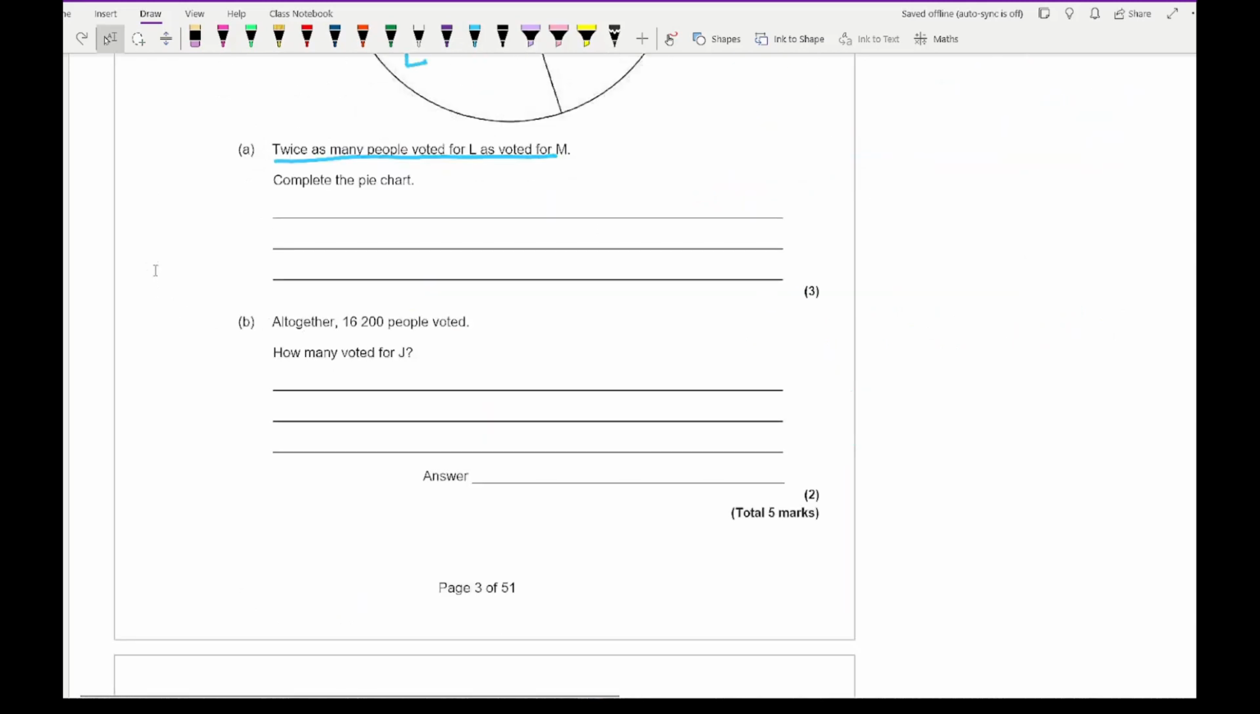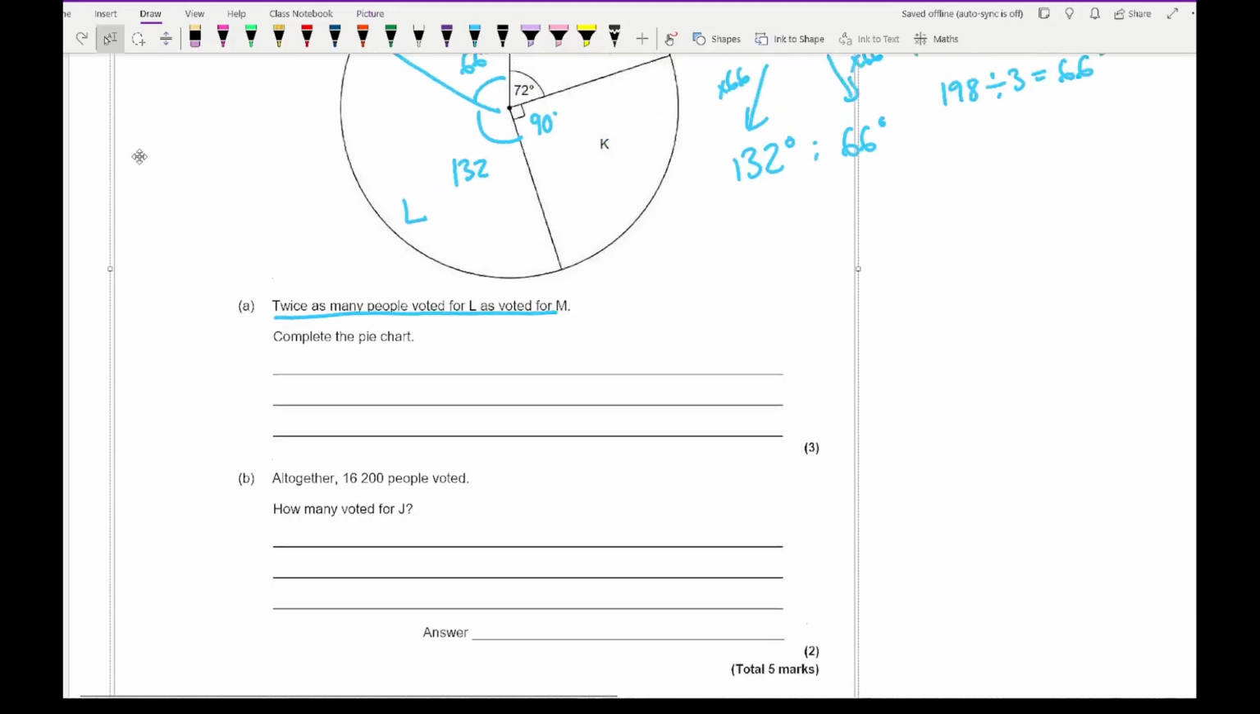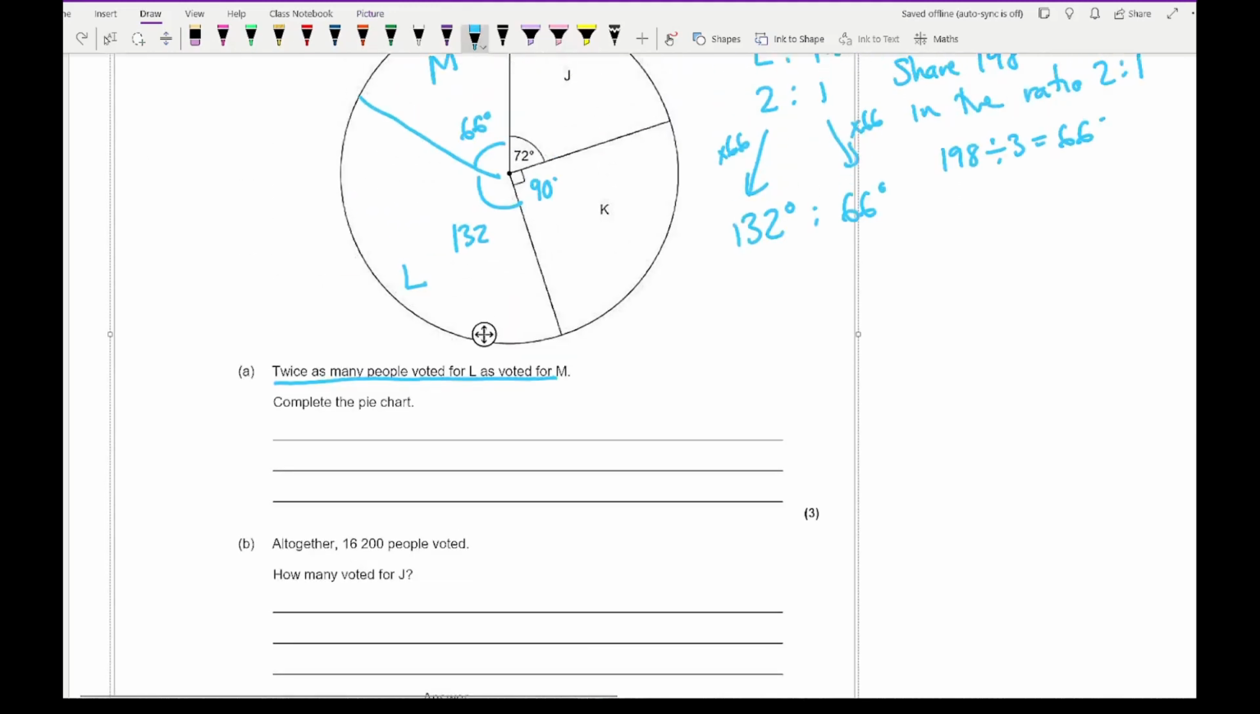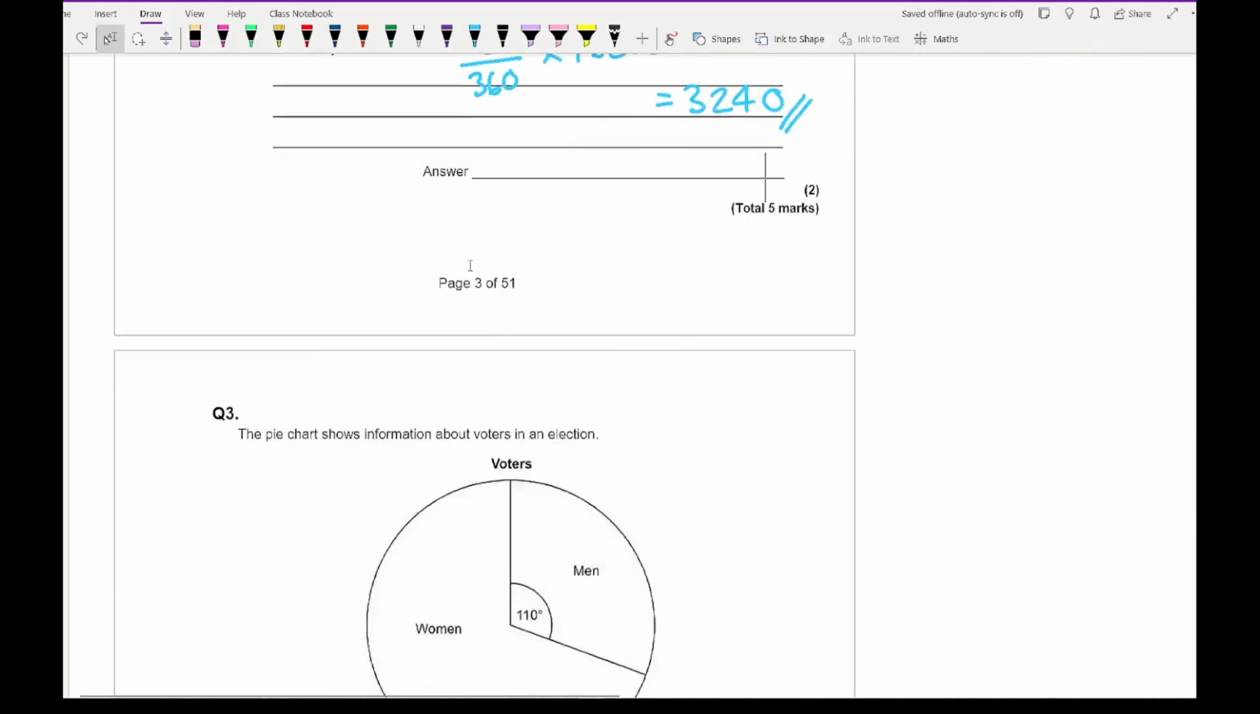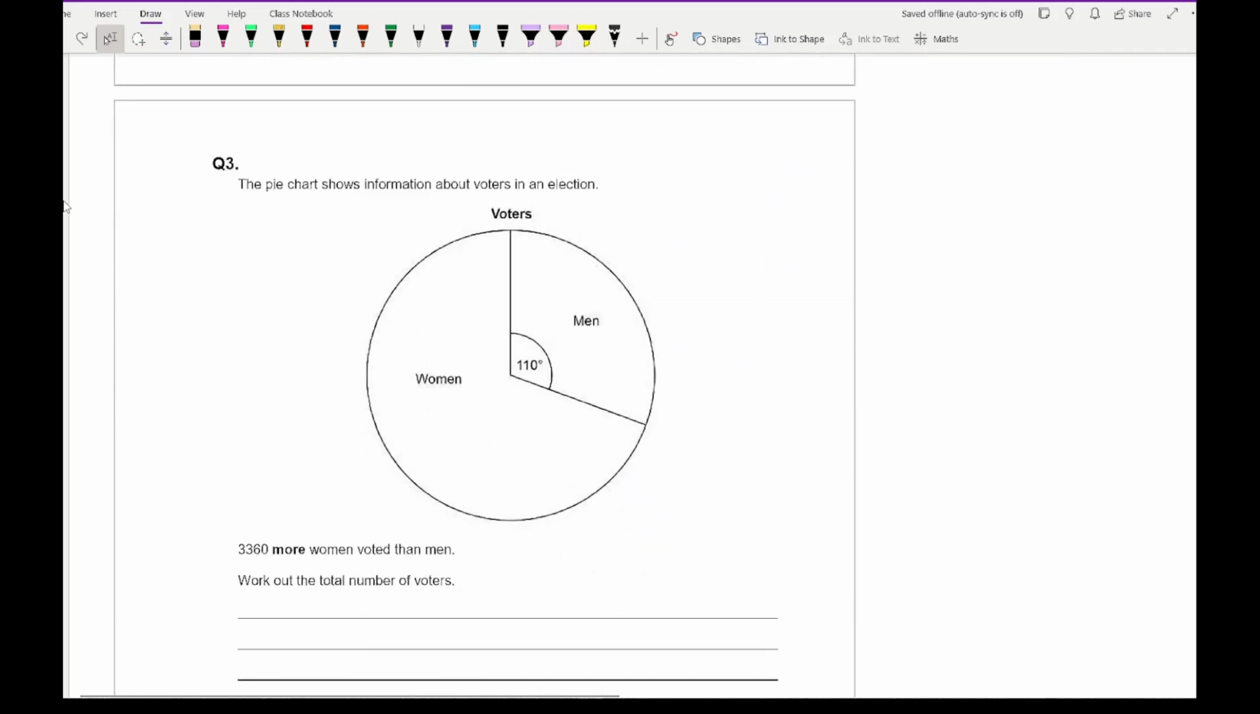Moving on to question B, it says altogether 16,200 people voted. How many people voted for J? So for this, we need to do 72 out of 360, and we multiply that by the total number of people, which is 16,200. So 72 divided by 360, which is a fifth, times 16,200, and we get an answer of 3240. And again, really important you do show as much working out as you can.